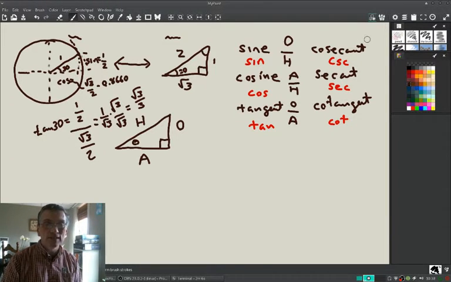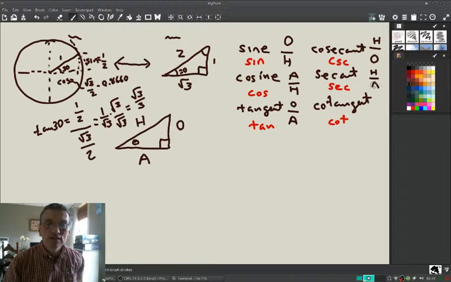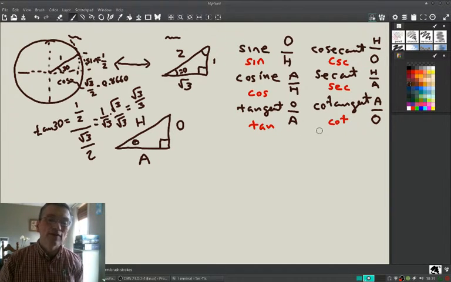So for these things, notice I wrote secant with cosine and cosecant with sine. They go together. They're 1 over the other function. They're hypotenuse over opposite, hypotenuse over adjacent, and this is adjacent over opposite. These are 1 over their other functions.